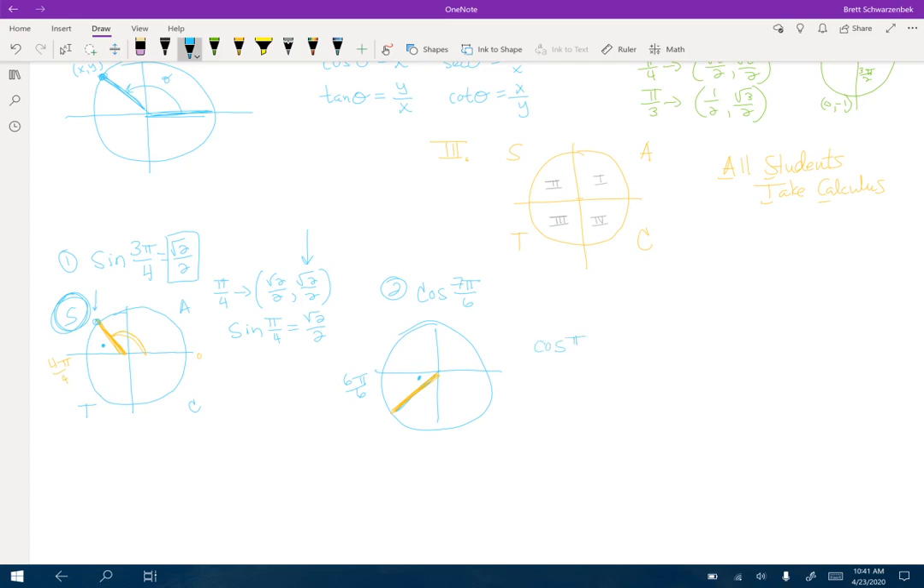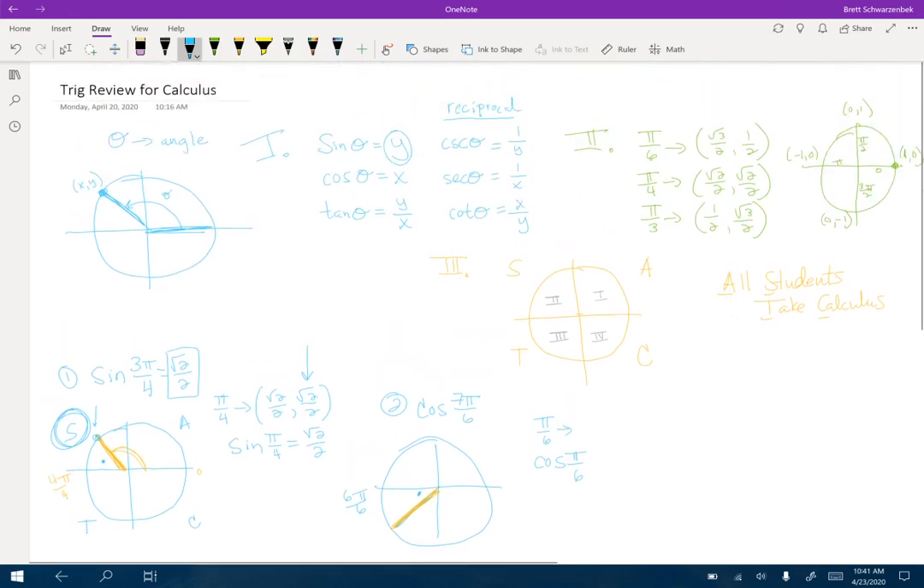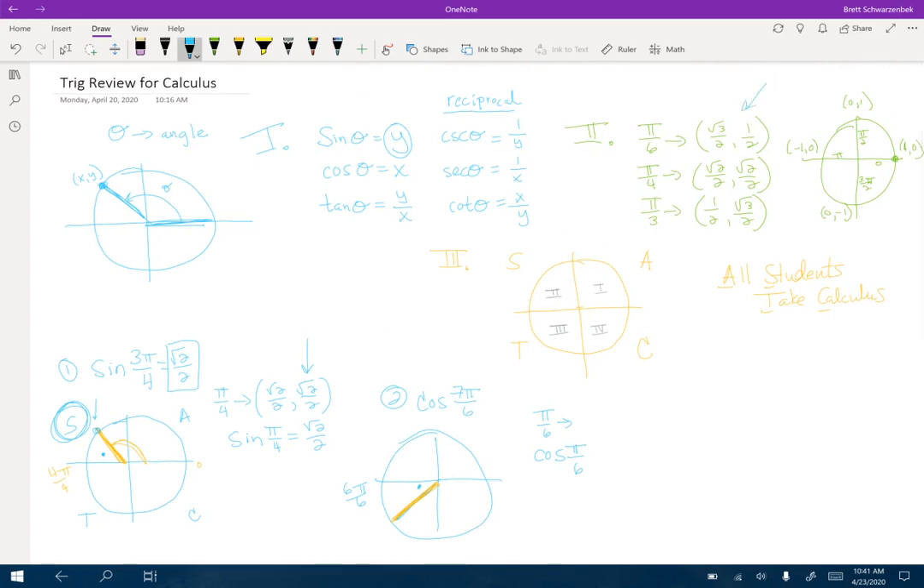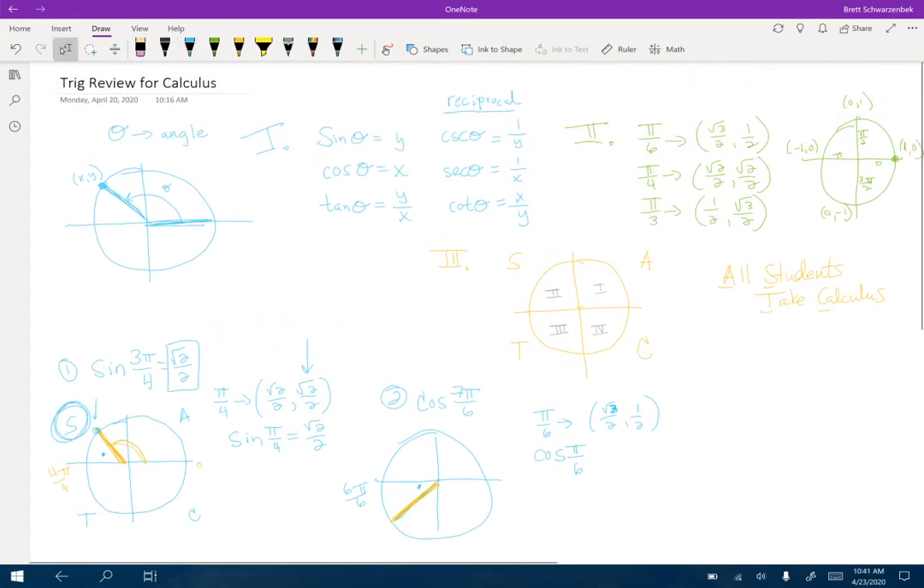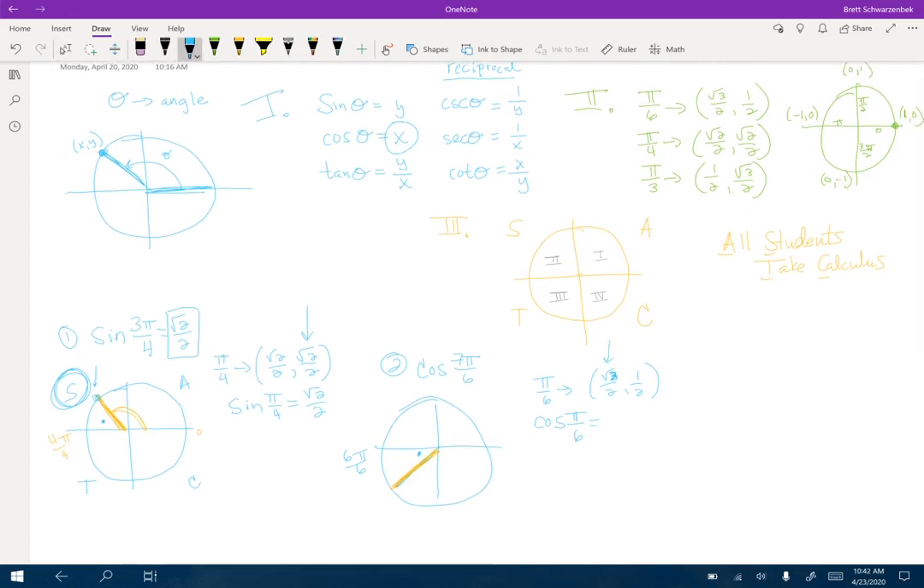Well, the pi over 6 angle, as we know from over here, is root 3 over 2, 1/2. Okay, so if we know that's the case, then we can look at this and say the cosine of pi over 6 is always equal to the x coordinate. So we go over here and the x coordinate is root 3 over 2, which means the cosine of pi over 6 is root 3 over 2.